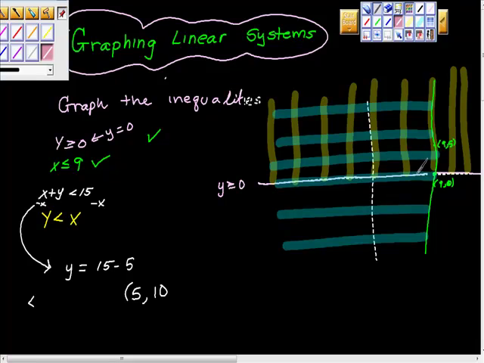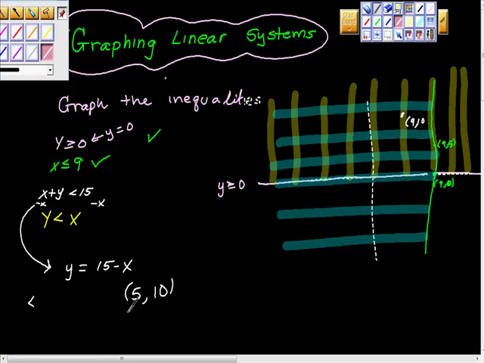So this is 5 something. So half of that about, and 10 is maybe up here. So this is the point (5, 10), right? Now I need another point to connect to my line. So maybe I'll take another one.